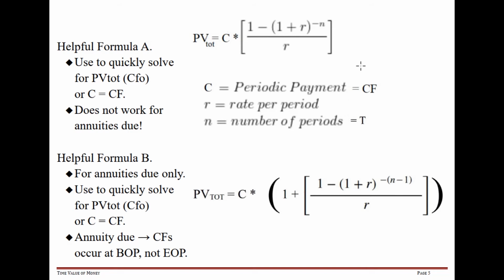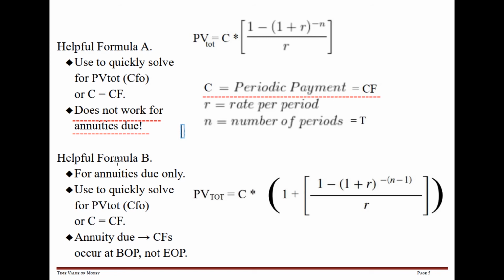So here is helpful formula A, and this is helpful to quickly solve for us PV total or CF0, or on the other hand, our uniform cash flow, which in this equation is called C. But as we all know, this C is equal to what more often we call CF, short for constant cash flow. And the key thing to remember about this one is that it does not work for annuities due. You don't want to forget that.